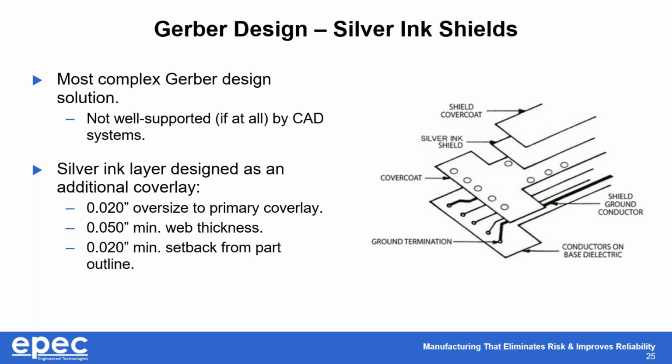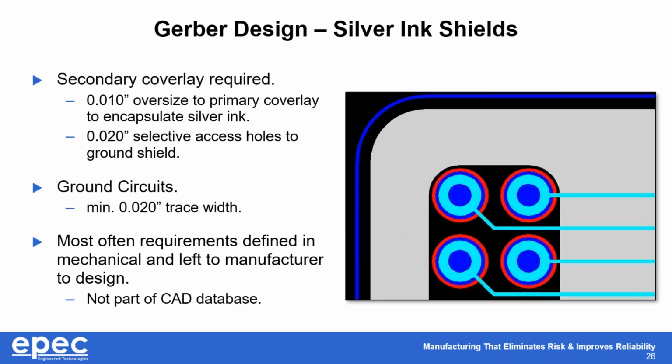So it can be a little bit of a challenge, especially in today's designs where things are getting much higher density. It definitely becomes more complex trying to design an effective shield with silver ink. As I mentioned, the secondary coverlay is required. Again, now we need to add additional tolerances onto that in order to accommodate the manufacturing process tolerances of the silver ink itself and to ensure that the silver ink becomes fully encapsulated.